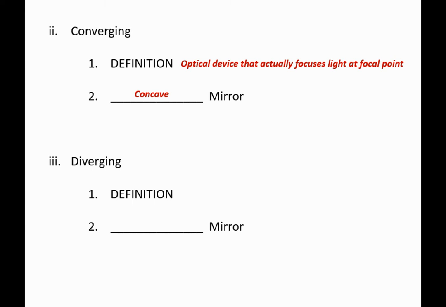If converging is bringing it together, what do you think diverging means? Spreading it apart. Absolutely. It's the optical device that appears to focus the light at the virtual focal point. What it actually is doing with the light is spreading it out. You're absolutely correct. So which shape mirror spreads the light out? Convex, absolutely.